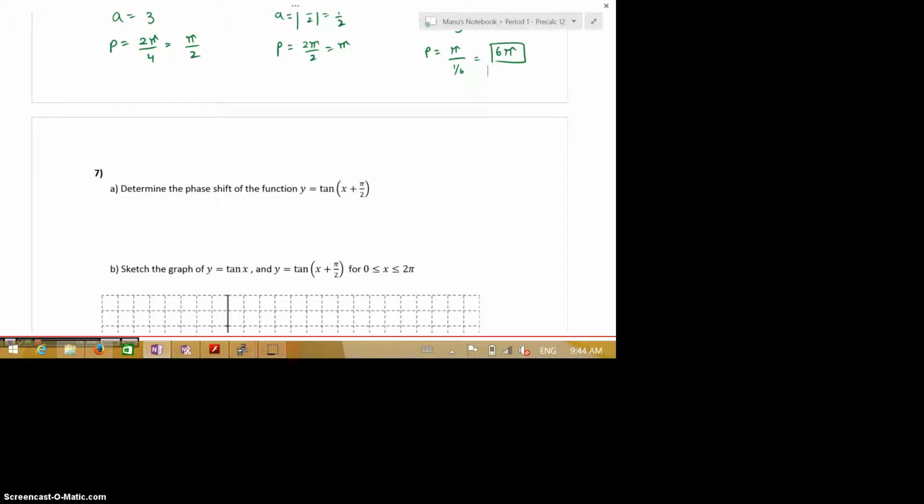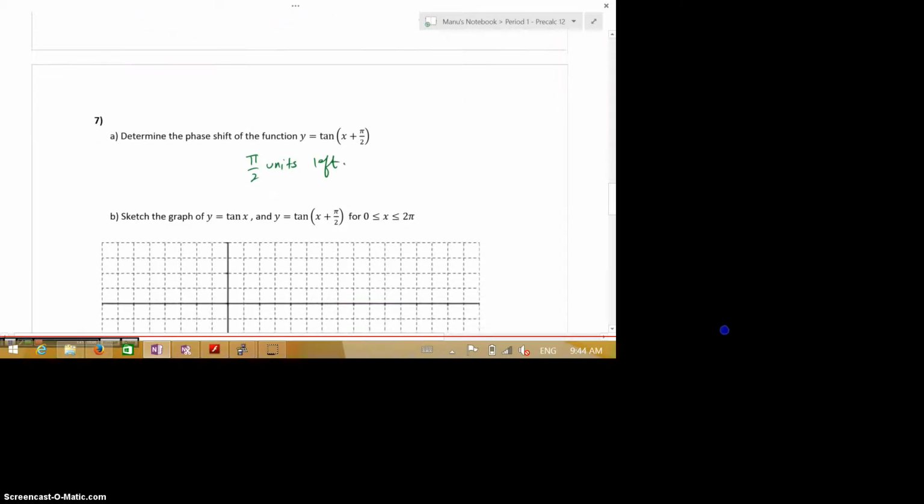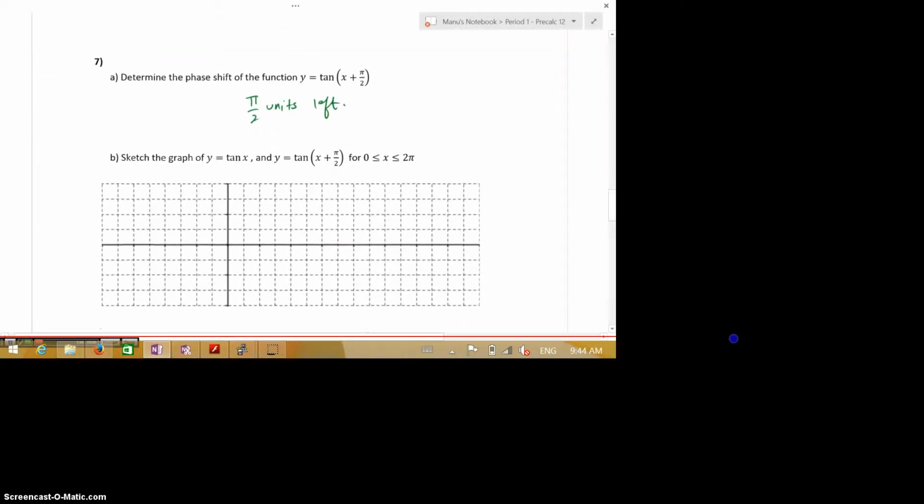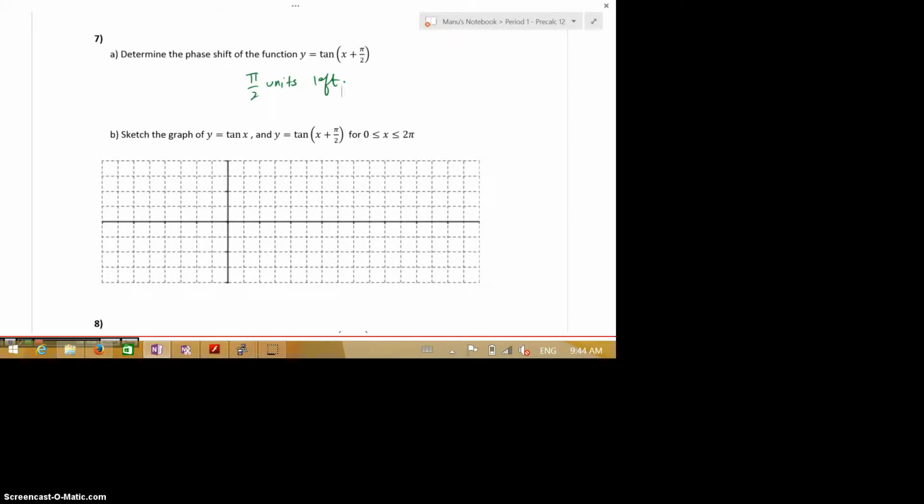So by looking at the function y equals tan of (x plus pi over 2), what do you think is the phase shift of that function? Just like working with transformations. Pi over 2 units to the left. So if I wanted to graph this function and then graph y equals tan of (x plus pi over 2) in the domain 0 to 2 pi, here's how I would go about doing it.